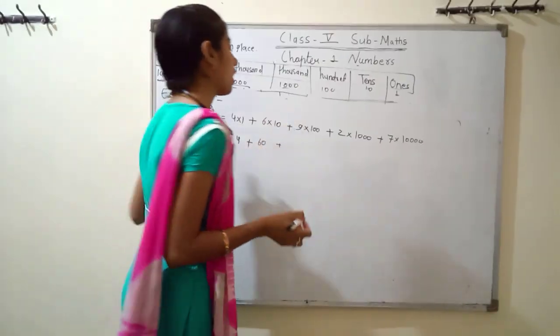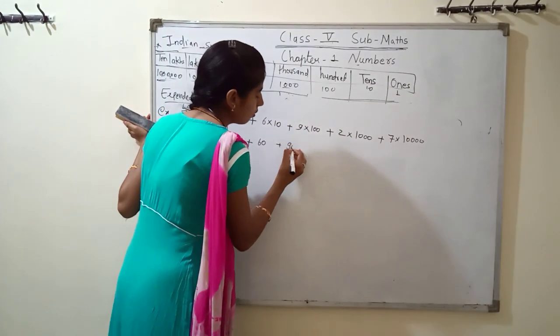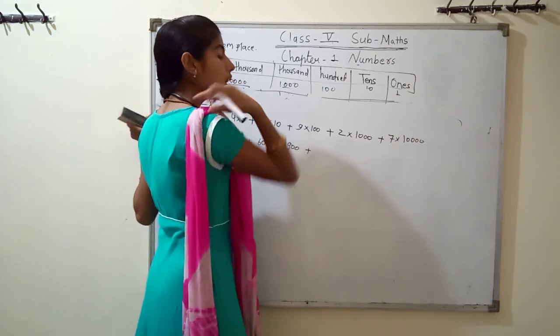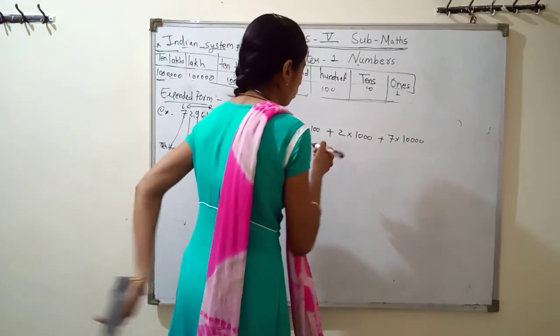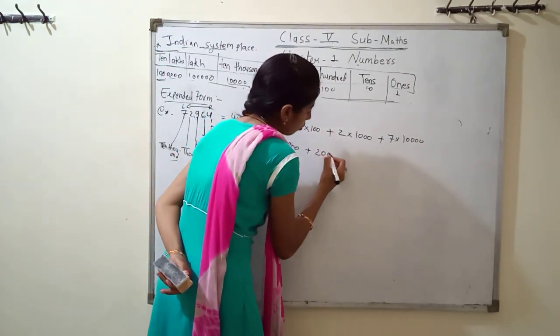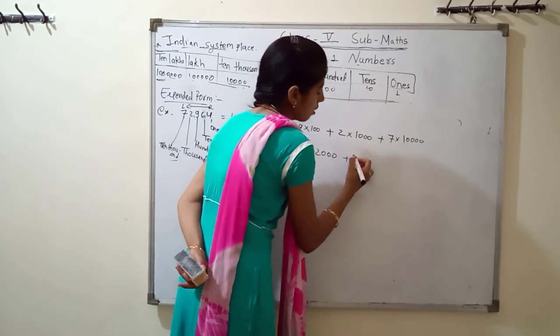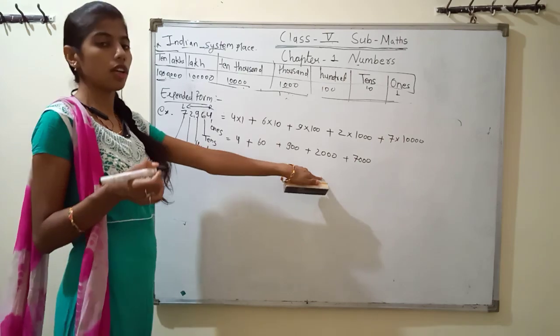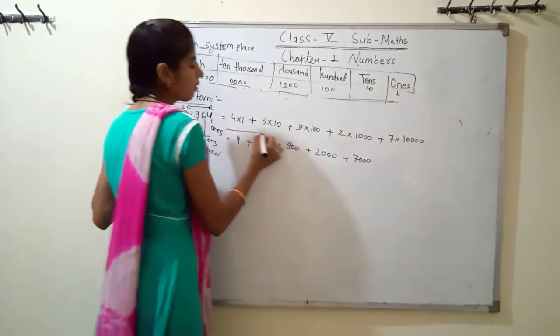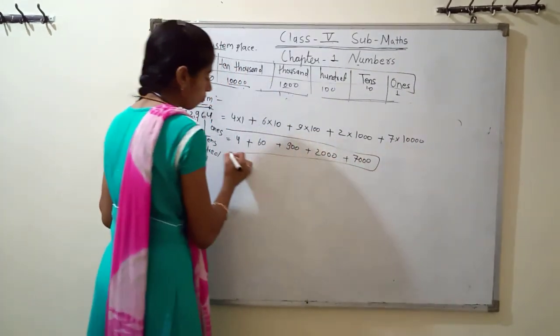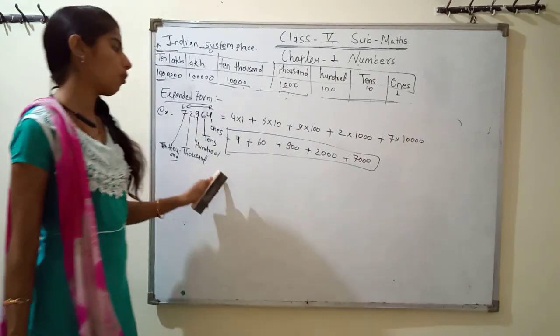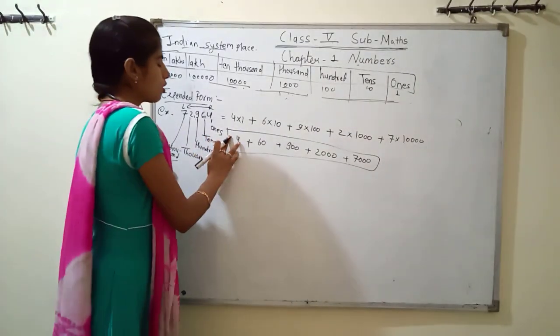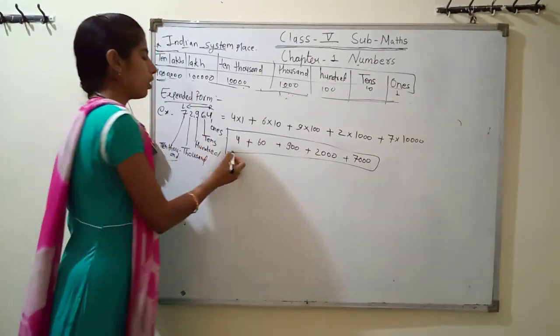100 multiply with 9, 9 hundreds are 900, plus 1000 multiply with 2, 1000 into 2 means 2000. Then next is 7000. It's converted into expanded form. Like how we solve place value, we solve this also.